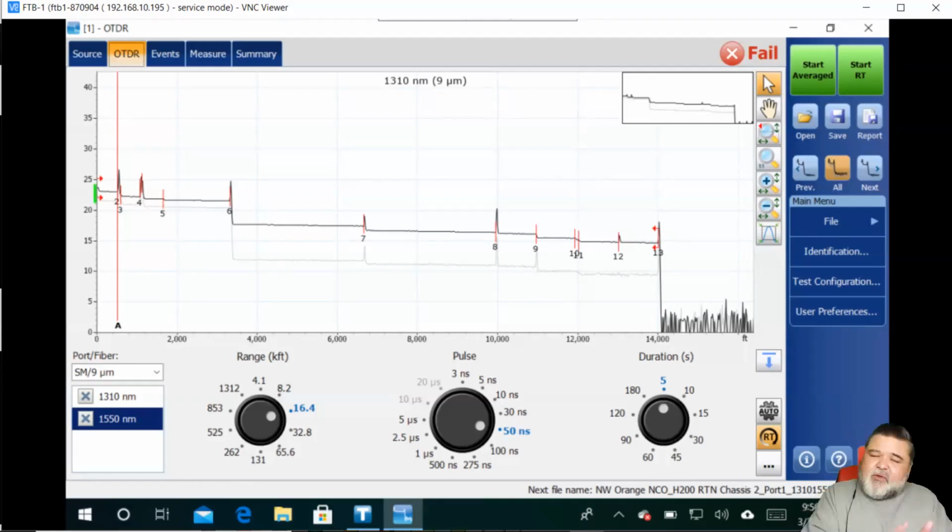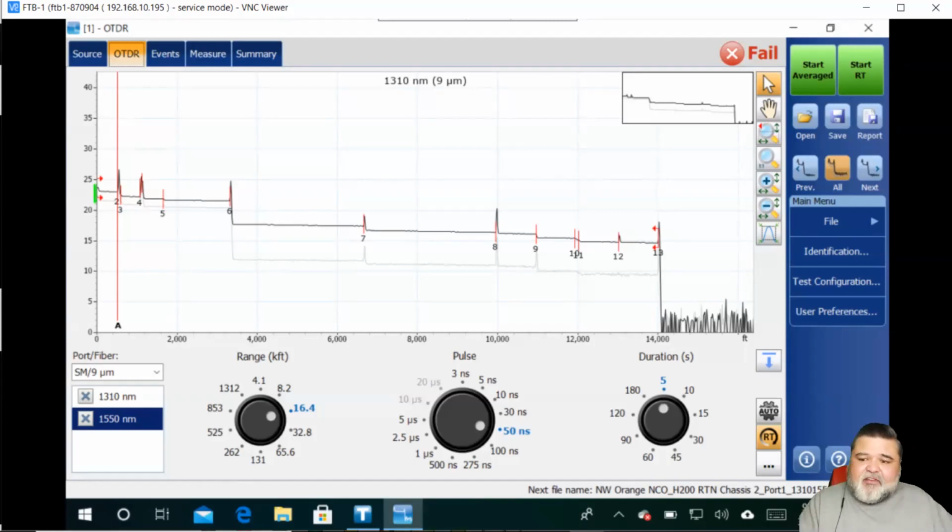Typically, we see pass/fail between -40 and -50 dB for reflection. The higher the value, if you disregard the negative, the better. So you want 50s and 60s, right? Those are good values for reflection. And understanding the difference between APC and UPC connectors.